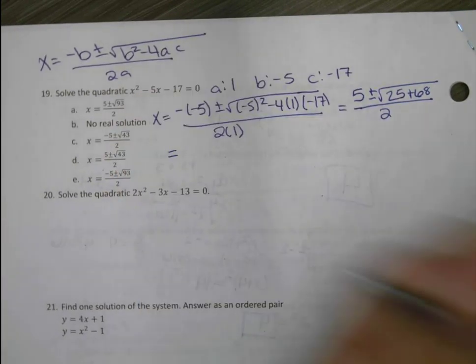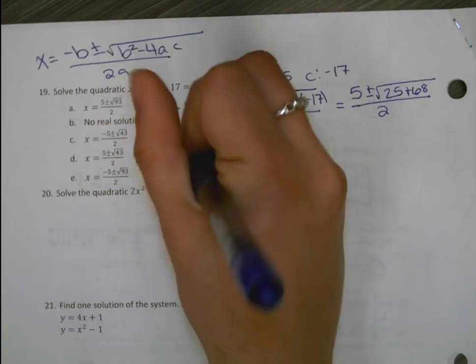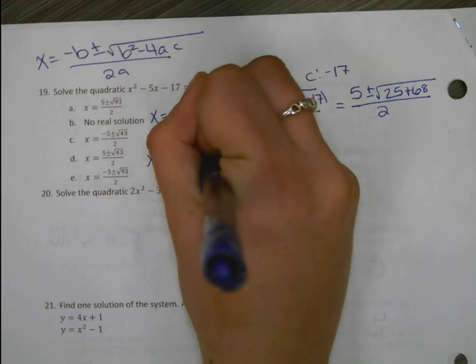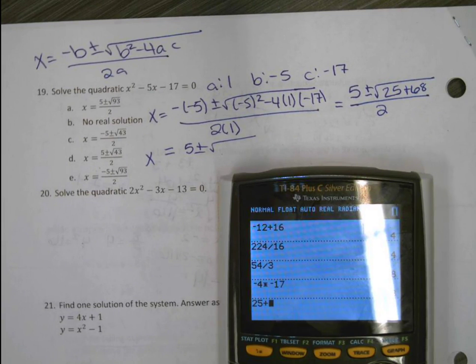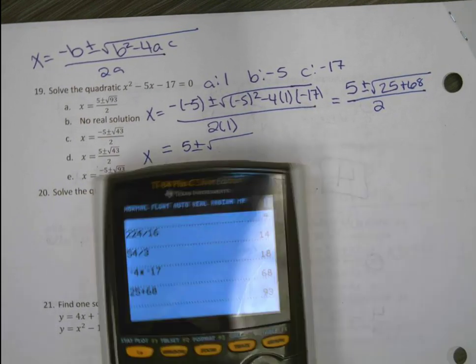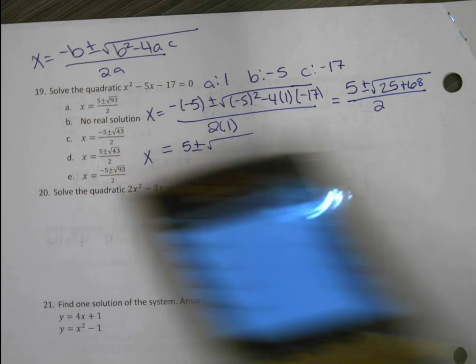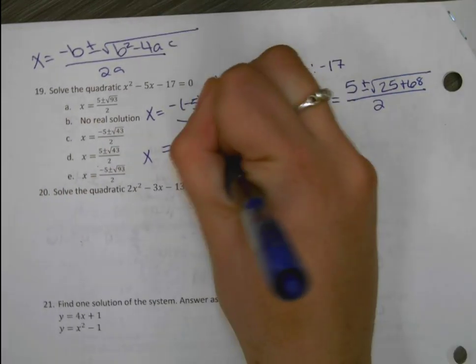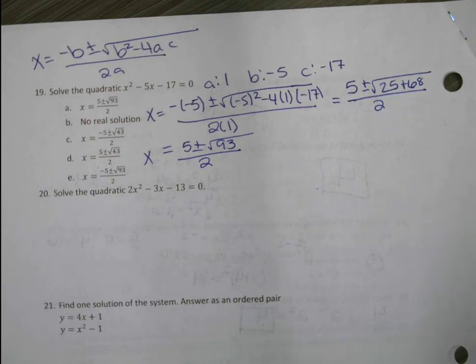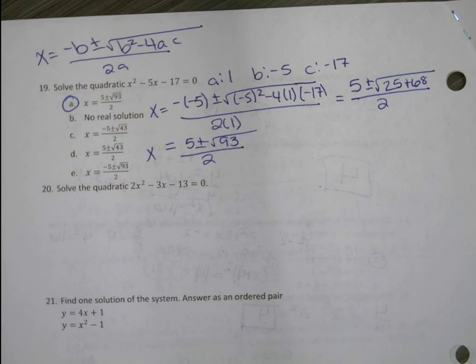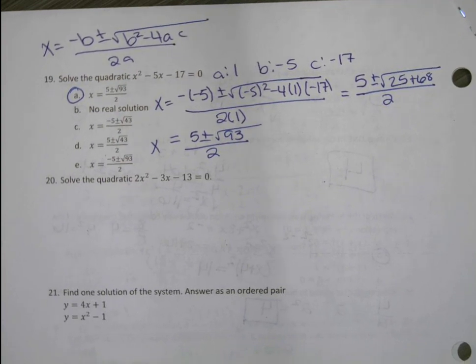Then if I keep rewriting it, I'm going to get 5 plus or minus the square root of 25 plus 68, which is off the screen because of the glare. 93. So I get 5 plus or minus the square root of 93 over 2. So now I just got a match, which is my first choice. Number 2, nope, that's not a 2.